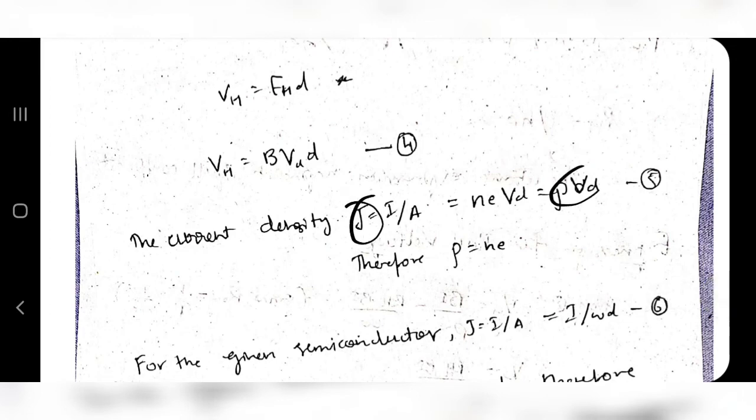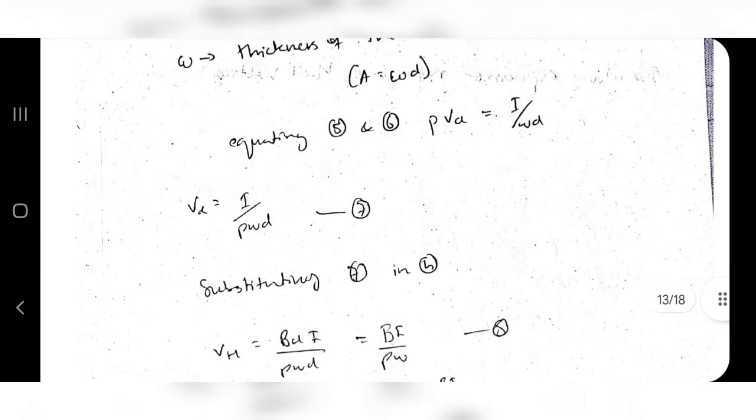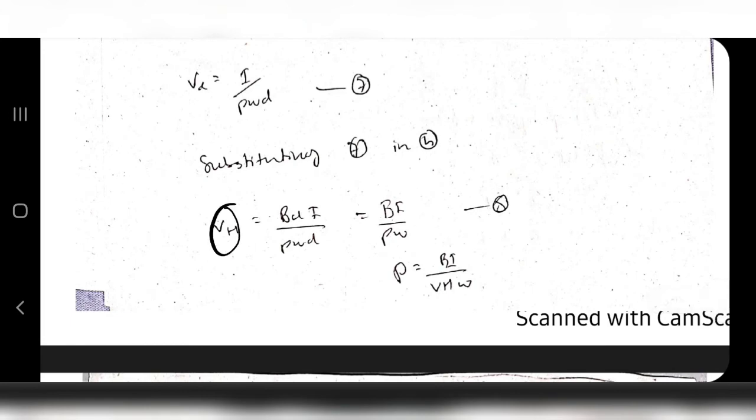J is equal to I by A, that is equal to PVD, and we'll be equating these both. When we equate these two equations, we'll get this one, and from here we'll get the value of VD. After we get the value of VD, we'll be substituting that in the formula of VH, which is in equation 4. So we'll get BI by PW.